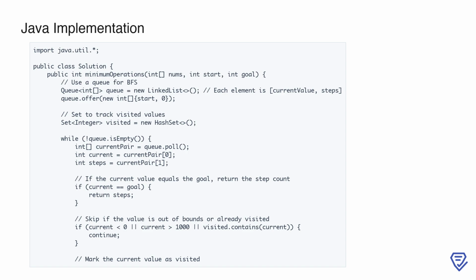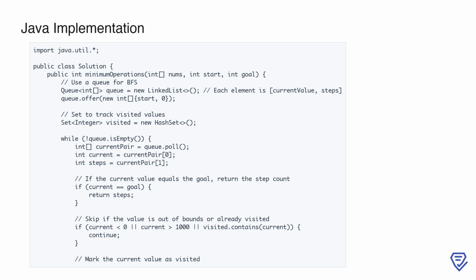First, we import the necessary packages, including java.util, for data structures like queues and sets. Then, we define the class Solution and the method minimumOperations, which takes an array of numbers, a start value, and a goal value as inputs. To solve the problem, we use a breadth-first search approach, which is implemented using a queue. Each element in the queue is an array containing the current value and the number of steps taken to reach it. We initialize the queue with the start value and 0 steps, as we haven't performed any operations yet.